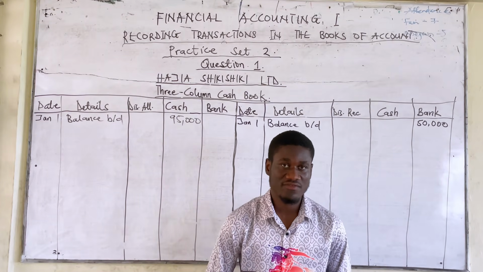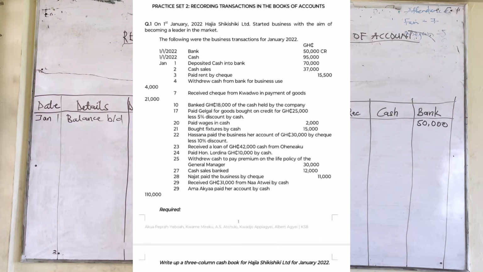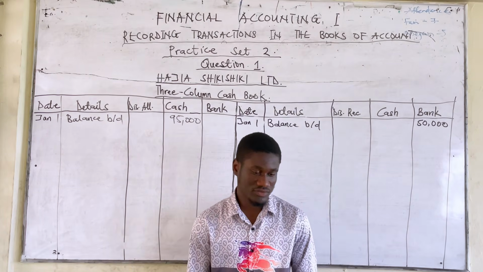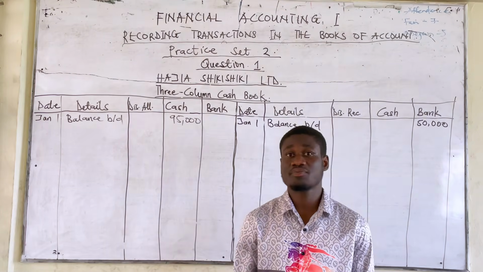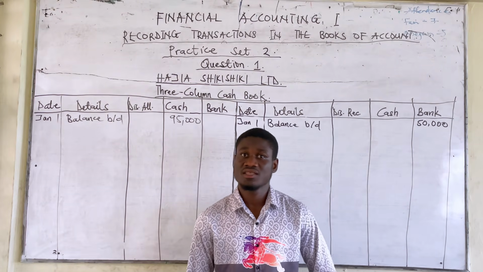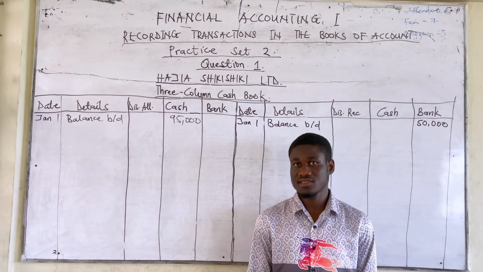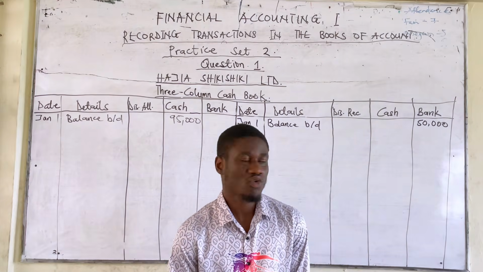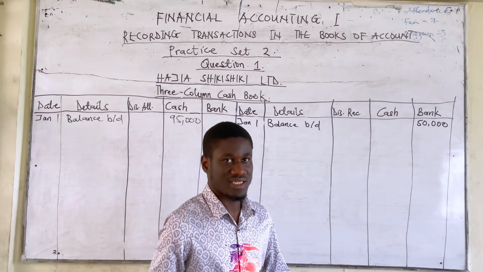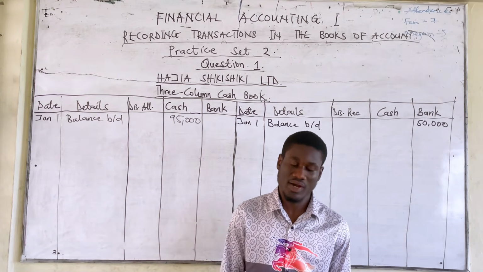We move on to January 1st. There was a transaction which is deposited cash into bank. This transaction is between cash and bank, therefore it's a contra entry, right? Good. So what is happening to cash? What is happening to bank? They are all what? Assets. And we are interested in recording the bank and cash transaction. So with this one, we are going to record twice.